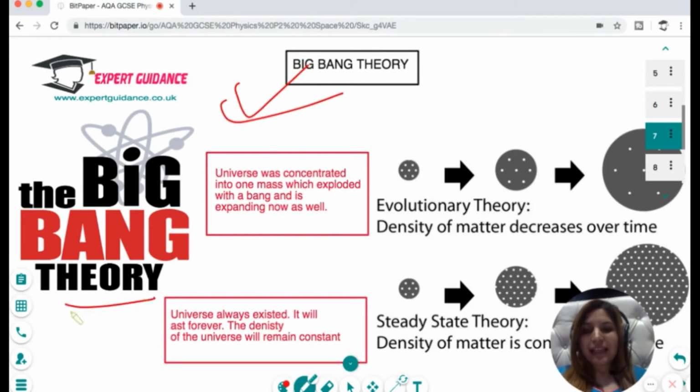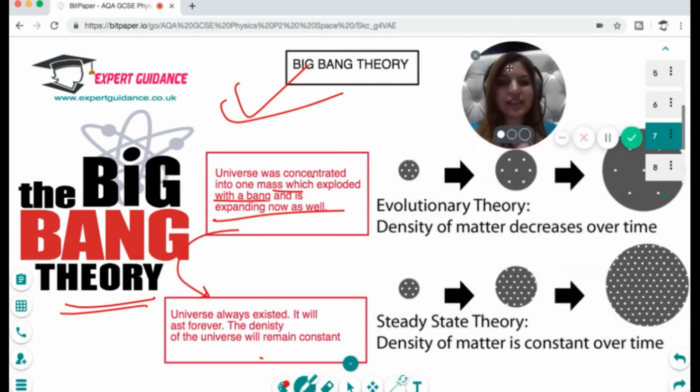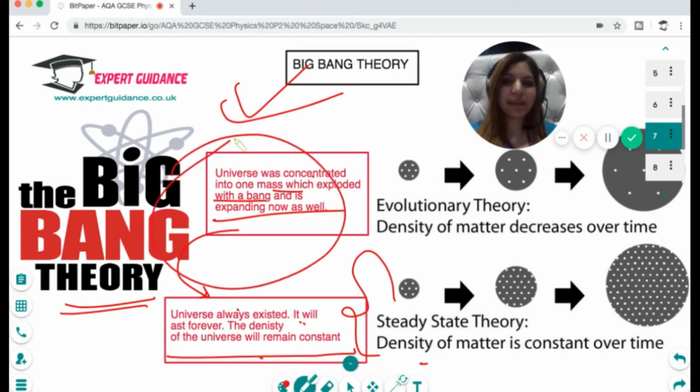The Big Bang Theory says that the universe was concentrated into one mass, which exploded with a Big Bang and is expanding now as well. There was another theory, opposite to that, which is the steady state theory, which states that the universe always existed and it will last forever and the density of the universe will remain constant. Now, there is no evidence for the steady state theory, but we have evidence for the Big Bang theory.